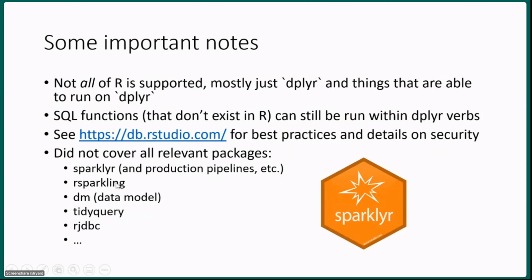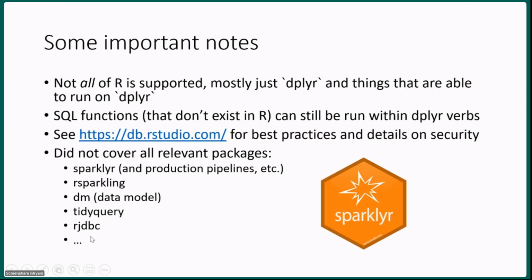rsparkling is enabling H2O within Spark. dm is a package for doing more database administration type work through R. So let's say you're setting keys, things like that. dm is more for database administration type tasks. tidyquery is then kind of going the opposite direction. I talked a lot about taking this dplyr code and converting it into SQL. tidyquery goes in the opposite direction. So let's say you have some SQL code and you want to convert that to dplyr. It's set up to enable that.